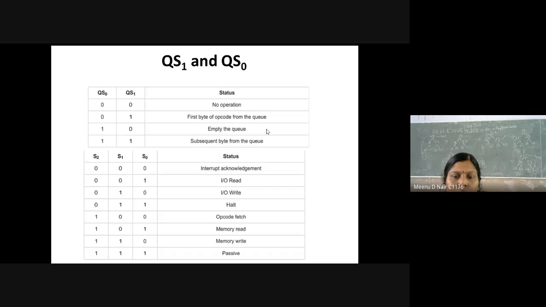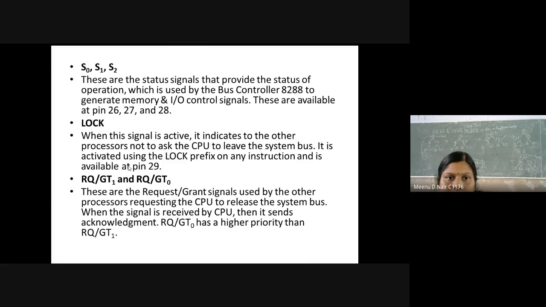Then S2, S1, S0 is nothing but the status signal. If all these things are zero, interrupt acknowledgement, 001 input output read, 010 input output write, 011 this is halt signal, 100 opcode fetch, 101 memory read, 110 memory write, and triple one this is passive command. Okay, so these are QS1, QS0, and S2, S1, S0 also. These are the status signals, used by the bus controller to generate the memory or input output control signal.